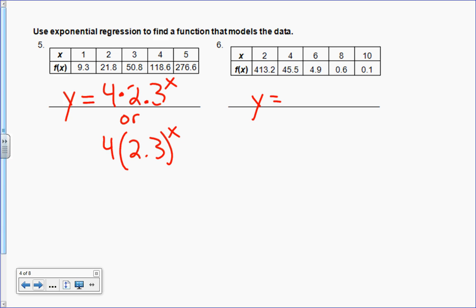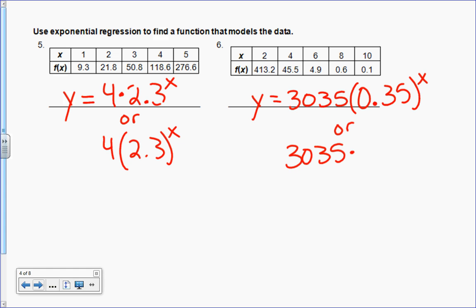All right. The a value this time is about 3035. The b value is about 0.4 or 0.35, however you want to write it, to the power of x. You could have also written it as 3035 times 0.35 to the x. It's kind of what it looks like in the calculator. Either one of those would work.